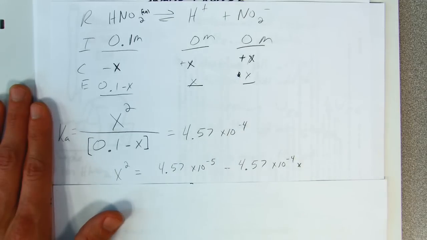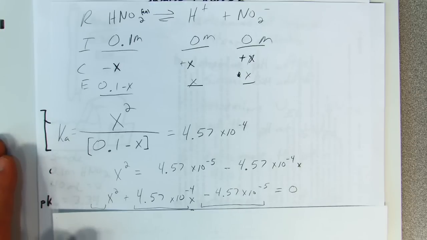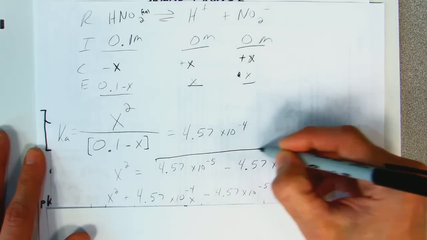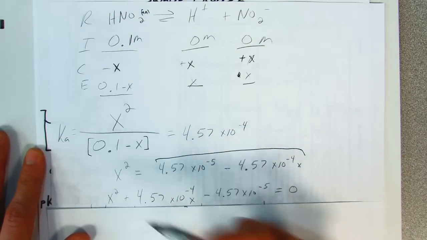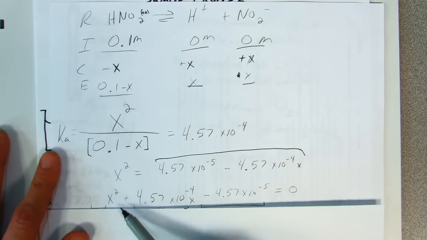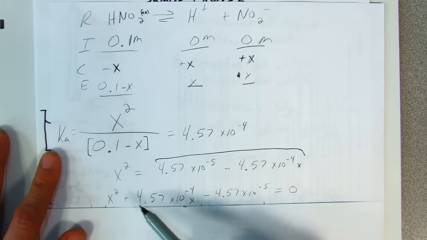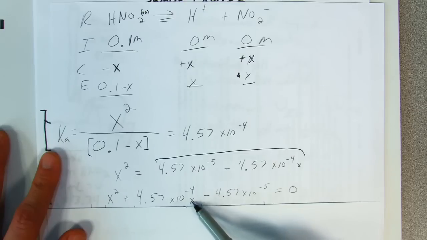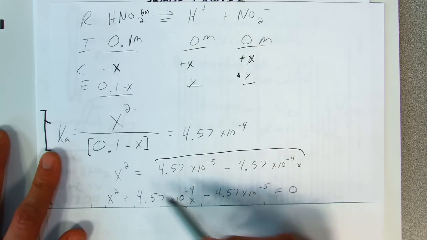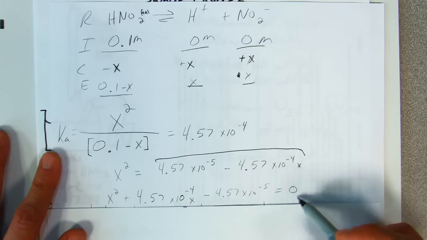You clear the fraction by multiplying by both sides. Now you have to get it in the form where we can substitute into the quadratic. So what I'm going to do is take what's over here on the right side of my equal sign and move it back left, leaving my x squared over there. So I write x squared, and then my term in x. I move this one over to the left, and I write plus 4.57 times 10 to the minus 4 x. And then I also need to move this over to the left by subtracting from both sides. So minus 4.57 times 10 to the minus 5, and all that equals 0.